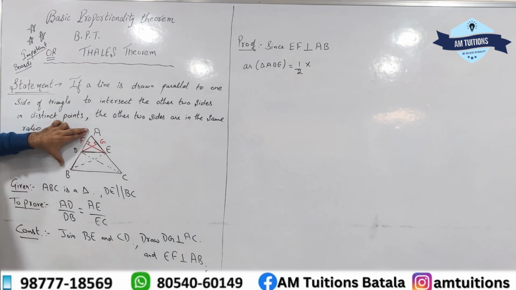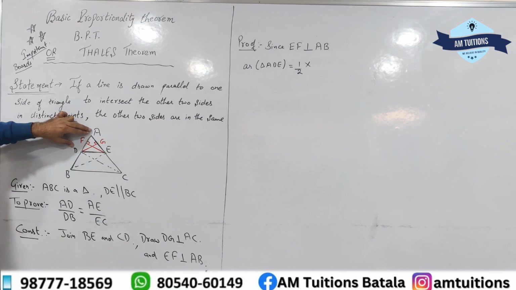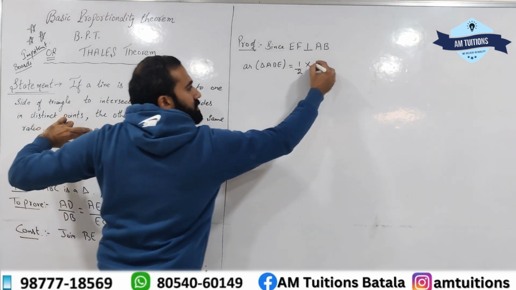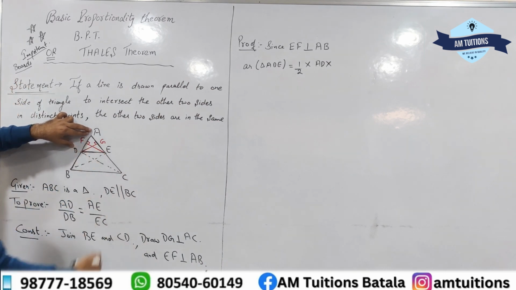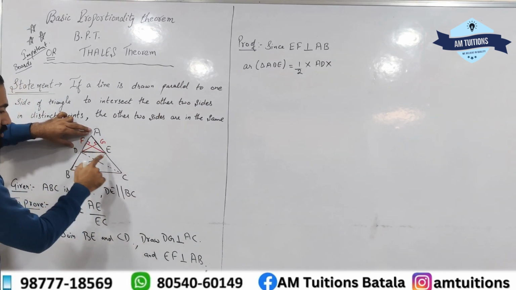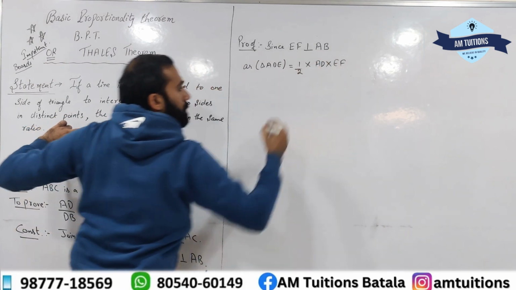So this is the base. In triangle ADE, the base is this side, that is AD. So AD is the base. And perpendicular, that is your height, is EF. So EF is the perpendicular.